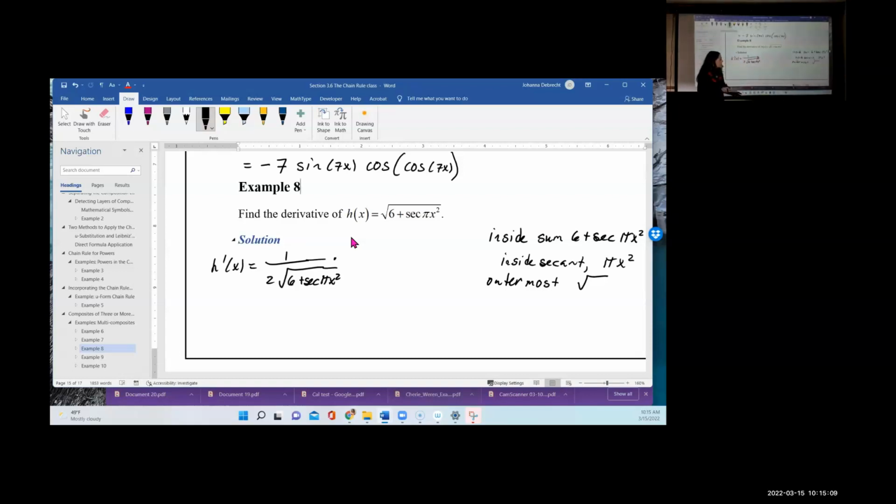Now for the next part, what we need to do is take the derivative of 6 plus secant of pi x squared. When we do this, this is a sum. The derivative of 6 is 0. So this is going to be the derivative of the sum, 0 plus, what's the derivative of secant? The derivative of secant is secant tangent. We freeze its inside, so it stays pi x squared.